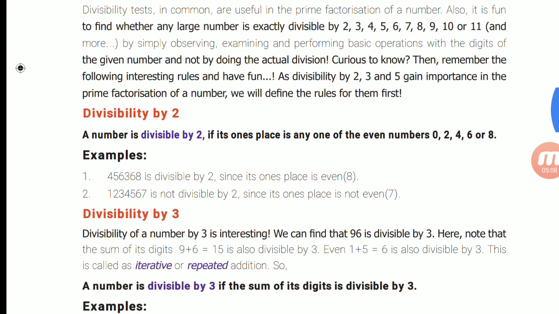So let's see. If a number is divisible by 2, it has to end with 0, 2, 4, 6 or 8. Okay, let's see an example.